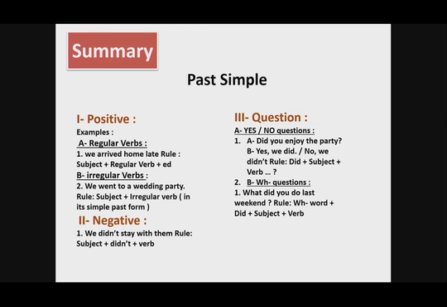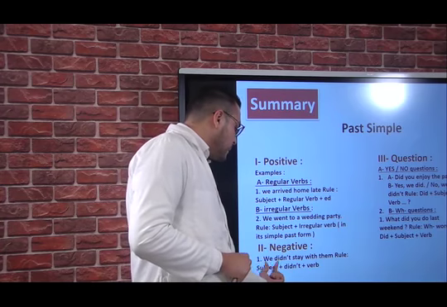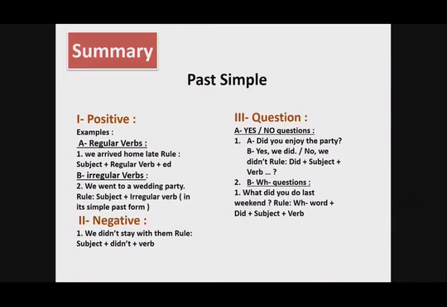We move to the negative form, and here the auxiliary did interferes to make the negative form. We say, we didn't stay with them. The rule is as follows: subject, did not as a long form, didn't as a short form, plus the verb in the infinitive form.